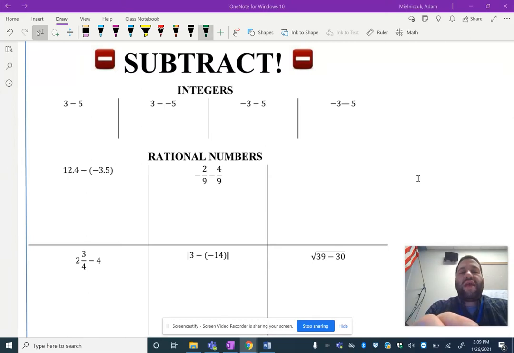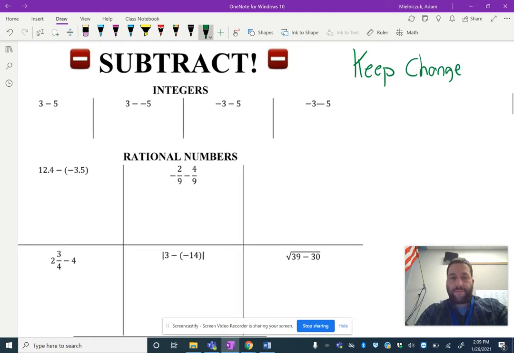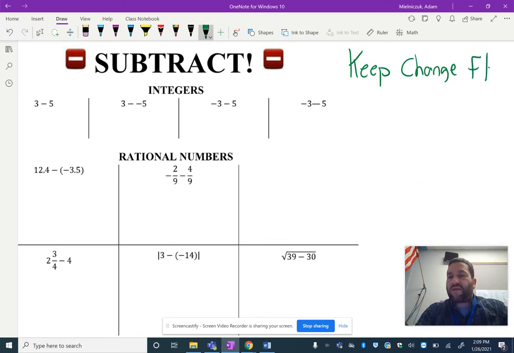All right, now let's take a look at subtraction. And there's something that we want to remember for subtraction. That is called keep, change, flip. And the reason I'm saying this to you is because we can take any subtraction problem and we can turn it to addition. So let's look at the first one, 3 minus 5.